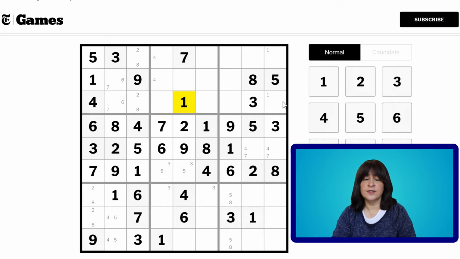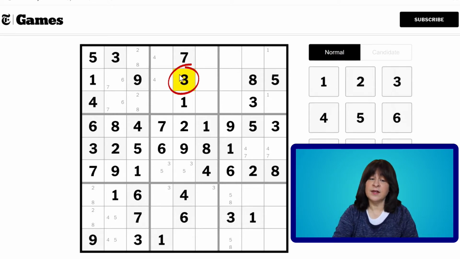And now I can take a look at this cell. There's so many different numbers in the column and the row and the block that this cell can't be a 1 and it can't be a 2, it can't be a 3, right? It can't be a 4, it can't be a 5, it can't be a 6, 7, 8, or 9. So the only number this cell can be is a 3.